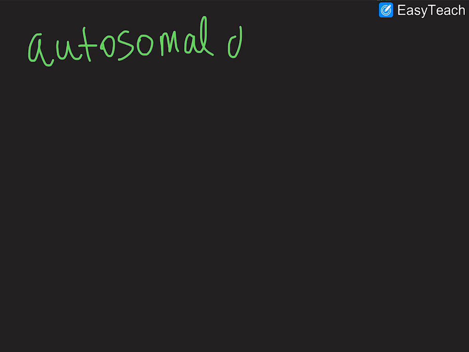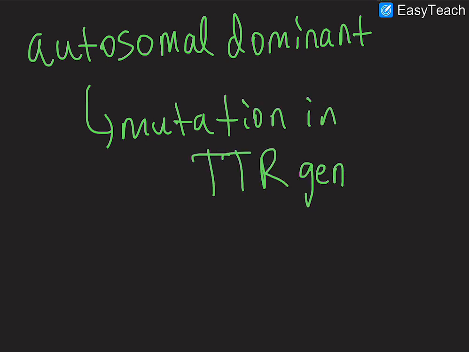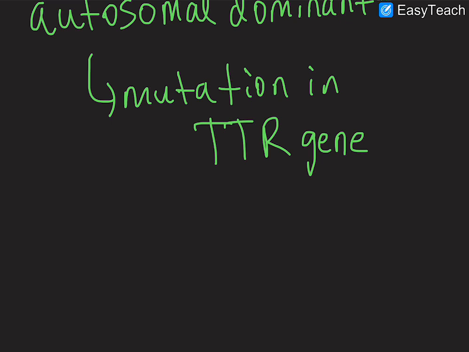Okay, so first of all, it's autosomal dominant, so you only need one copy from your parents in order to get this. It's a mutation in your transthyretin gene, also the TTR gene. And so this will eventually lead to amyloid deposition in the heart, leading to restrictive cardiomyopathy. Okay, so that's important.